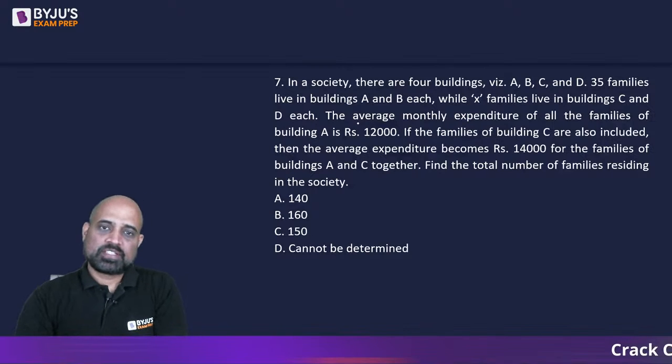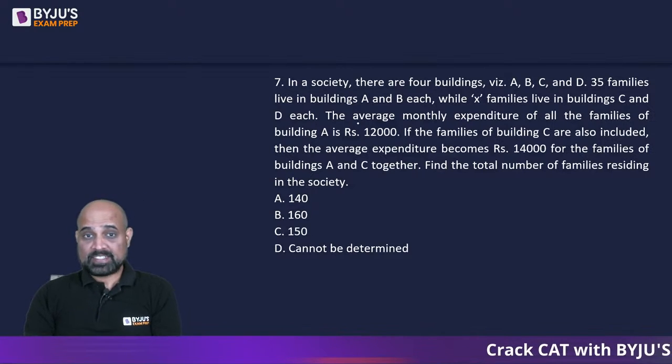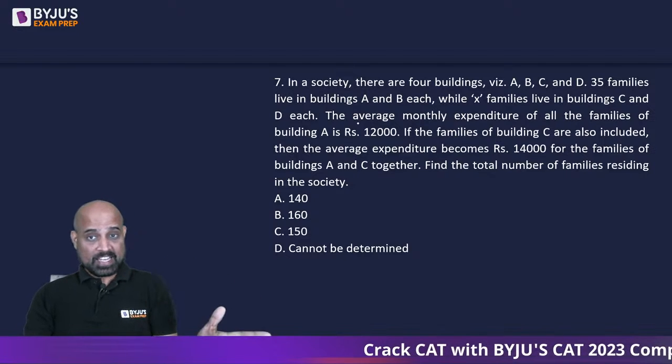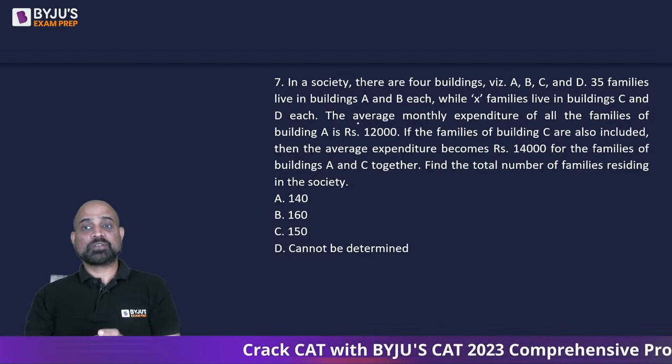Okay, next question. In a society, there are 4 buildings, A, B, C, and D. 35 families live in buildings A and B, while X families live in buildings C and D.